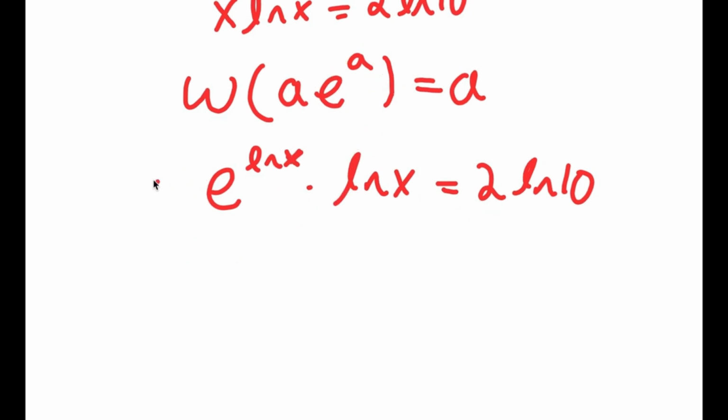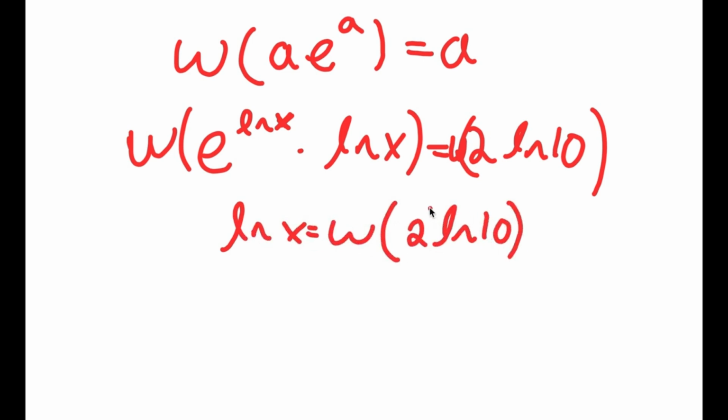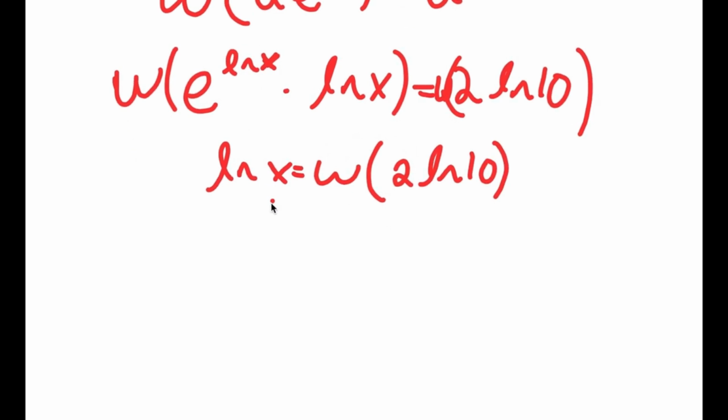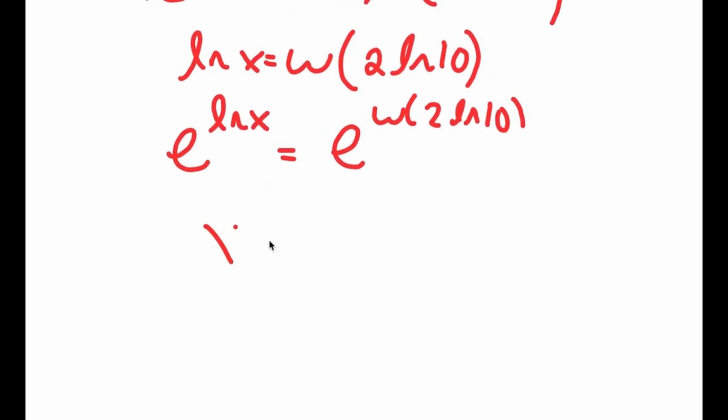So now if I take the W-Lambert function on both sides, this results in ln x equaling W of 2 times ln 10. And now if I take e to the power of both sides, I get e to the power of ln x is equal to e to the power of W of 2 ln 10. And e to the power of ln x, that's going to equal x. So I get x is equal to e to the power of W of 2 times ln 10.